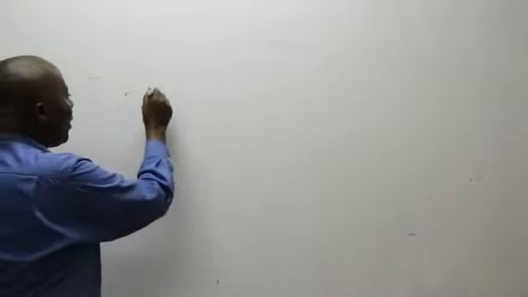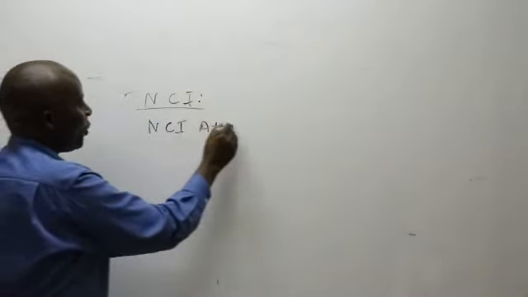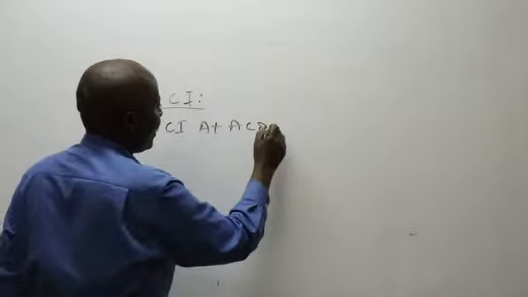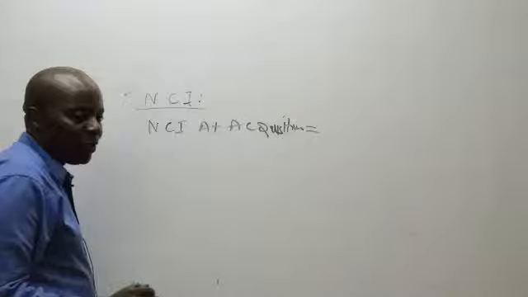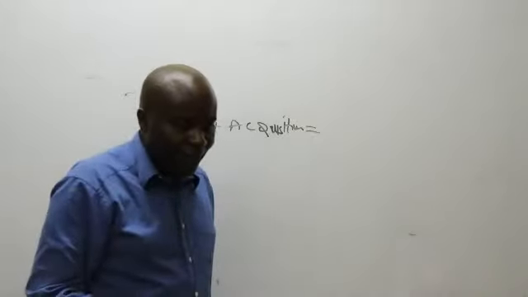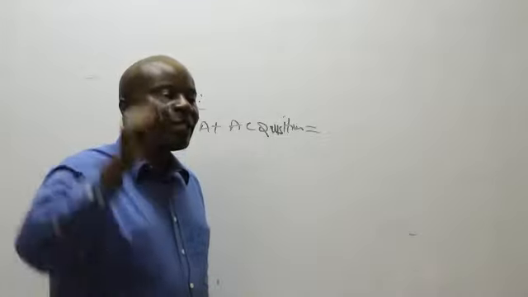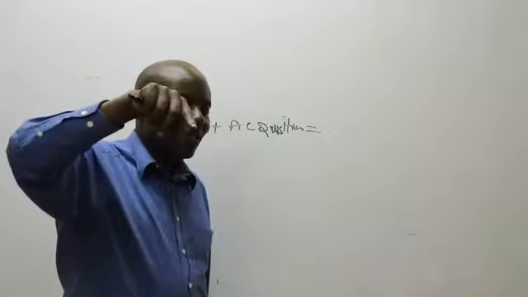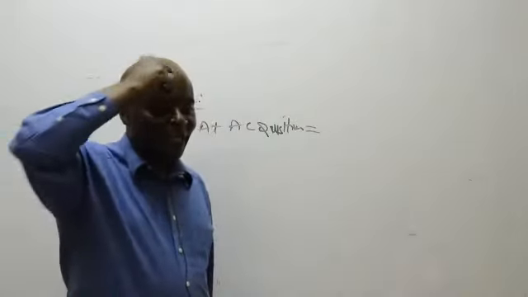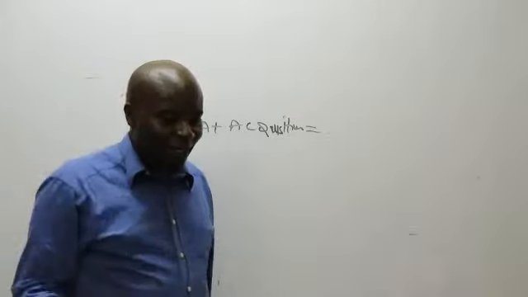So NCI working. Here we have NCI at acquisition. Is there anybody who is able to give us this figure? Linus has given 99,200. Where do we take it? From the statement of financial position. There was a place we left under equity called foreign currency adjustment, 99,200.